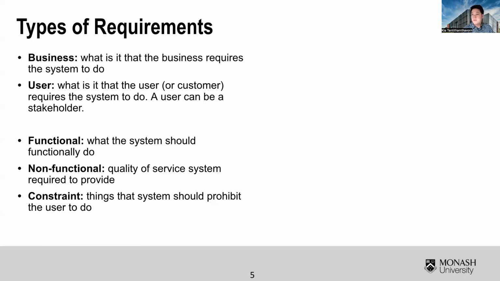So it doesn't mean that the non-functional requirement is not a functional requirement, but they are interrelated together. It depends how we write it, how we explain or describe it as well. It really depends. Okay. Constraint, yeah, things that the system should prohibit the users from doing. For example, if the user cannot log in successfully, they cannot view the banking transaction history in a mobile app.